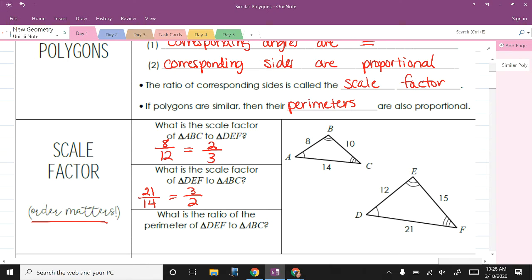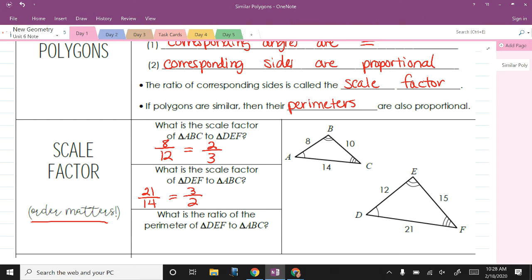When I go from the small one to the big one, it's the reciprocal of going from the bigger one to the smaller one. Okay, so to get the scale factor, you're going to find a pair of corresponding sides, write that as a ratio, and then reduce to fraction. Does that make sense? And if smaller to bigger, it's going to be smaller than 1. Bigger to smaller, it's going to be larger than 1. So that would be an enlargement, and that would be a shrinkage.